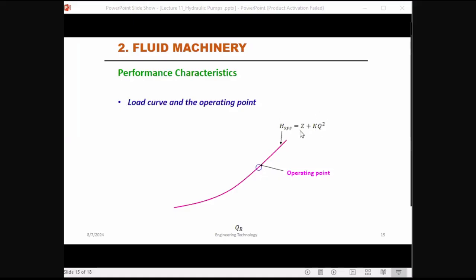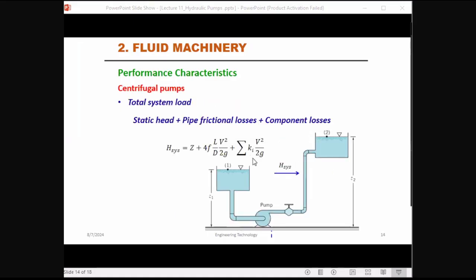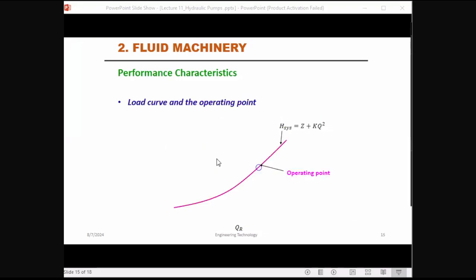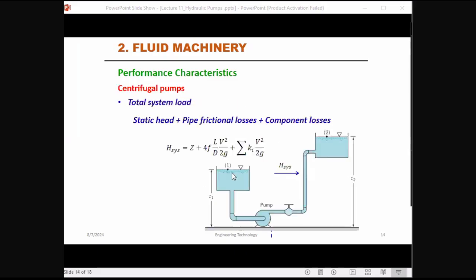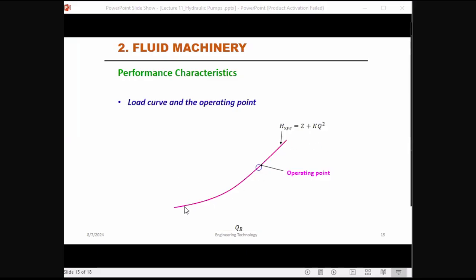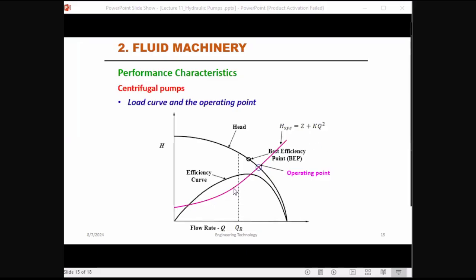Then I will explain how to convert to this equation using an example, so don't worry. Then you will receive this type of simple equation for the total system load, the system head. This line indicates the total system head. Then you can draw the system requirement here like this.